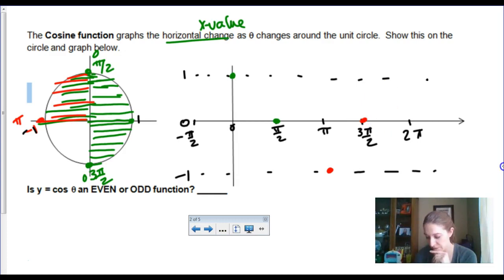At 3 pi/2, back to 0. And then at 2 pi, I never showed that here, but it would have come back to 1. So if I look at the shape here, I get this lovely shape that most kids refer to as the horseshoe one.